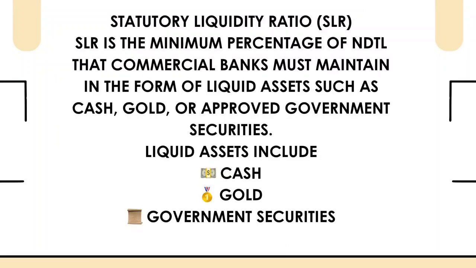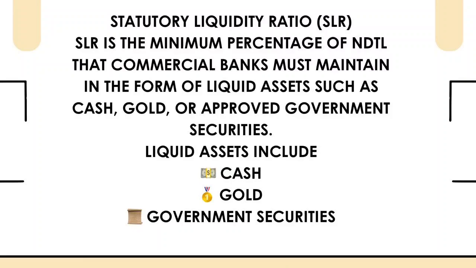Let's now understand statutory liquidity ratio or SLR. Many students confuse CRR and SLR, but after today's lesson you will never mix them up, I believe. Just like CRR, SLR is also a percentage of the bank's deposit. However, there is a major difference. Under SLR, banks do not keep the entire amount with RBI. Instead, they maintain it in the form of liquid assets. These liquid assets include cash, gold, and approved government securities.